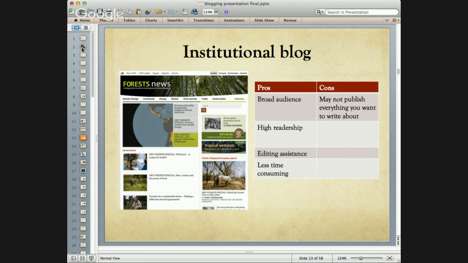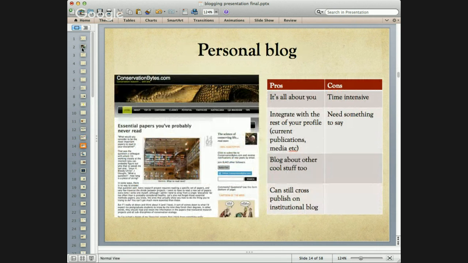So it may be a little bit more restrictive in that sense. So then what are the pros and cons for starting up a personal blog? A personal blog is obviously all about you. It's your blog, it's your profile, it's something you have set up.